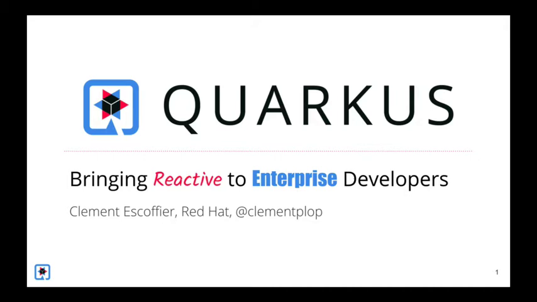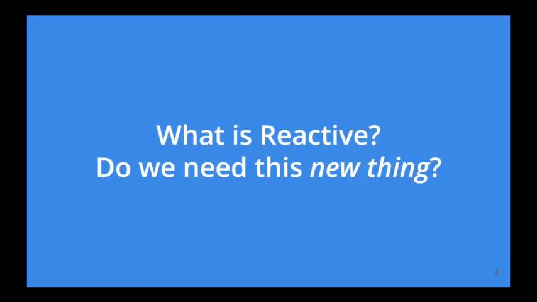Unification of reactive and imperative is one of the core pillars of Quarkus, and that's what we are going to see today. But first, what is reactive? What does that mean for you, as an enterprise developer, and do we really need it?